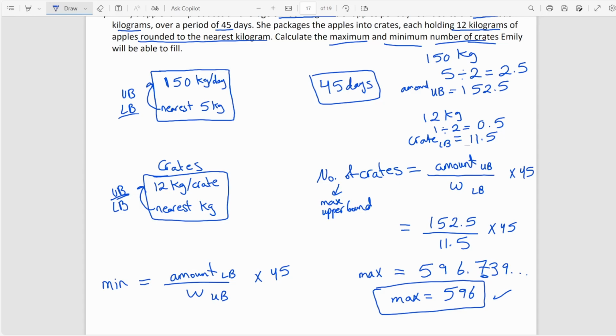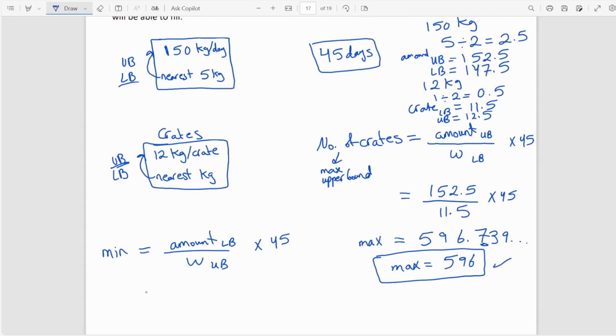Okay? So now we want the lower bound for the amount. And we already found the upper bound over here, so we're just going to find the lower bound right there. The lower bound will be 150 minus the error. Okay? And that will give you basically 147.5, okay? Now, also, we want to find the upper bound for the crate now. So the upper bound over here is going to be the 12 plus the 0.5, which is the error, which gives me 12.5, okay? So those are going to be the numbers that we're going to be using.